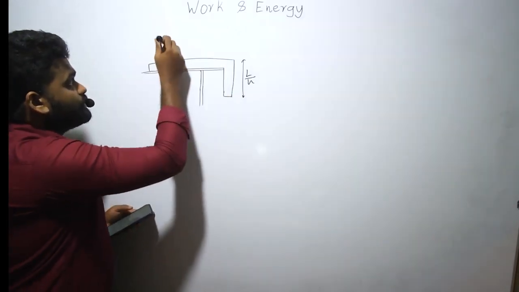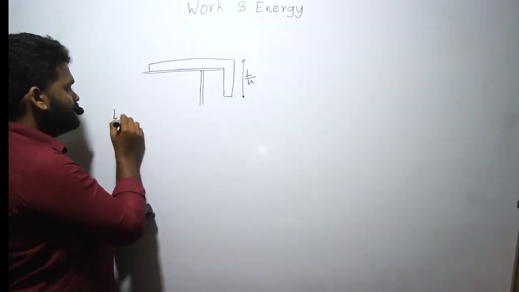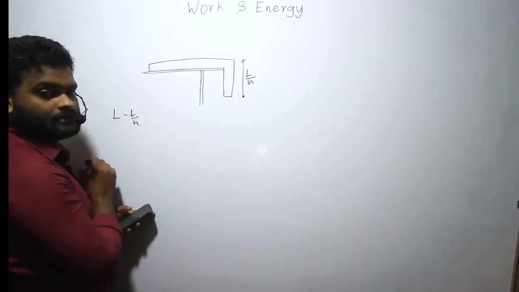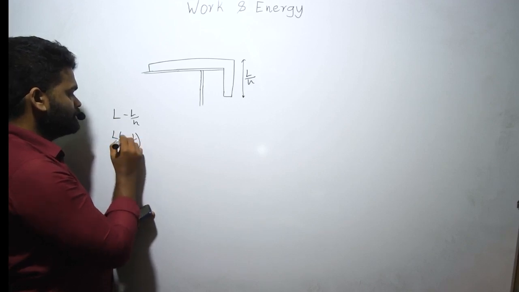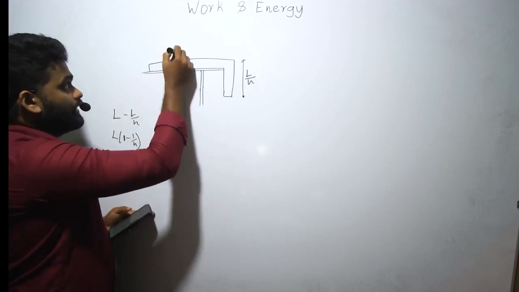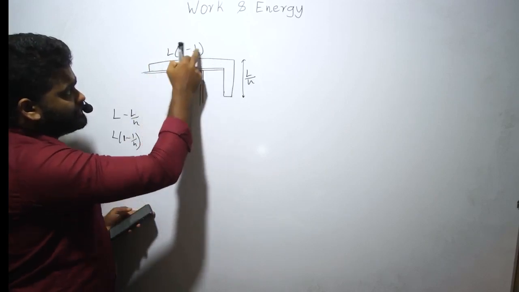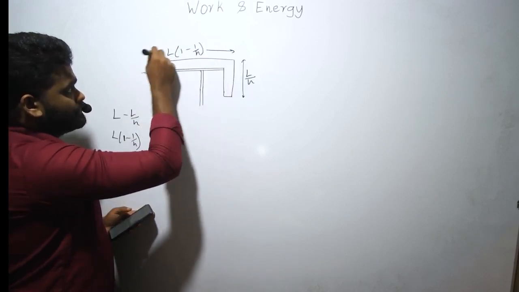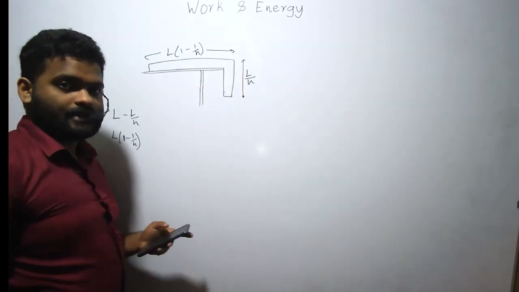So the remaining part should be what? It should be L minus L over n. You can take L out: L times 1 minus 1 over n. So this part is this much and this part is this much, right? So this is the hanging part of the chain.